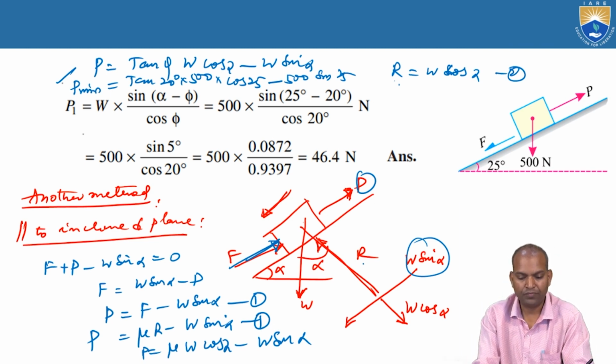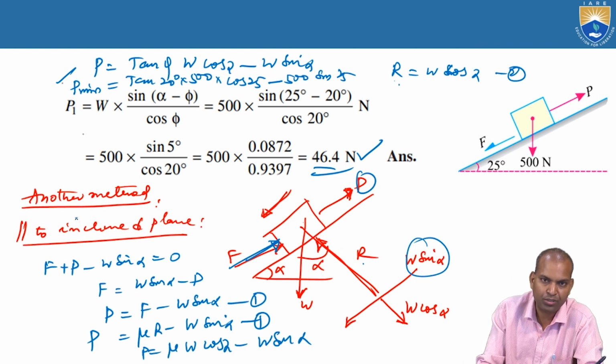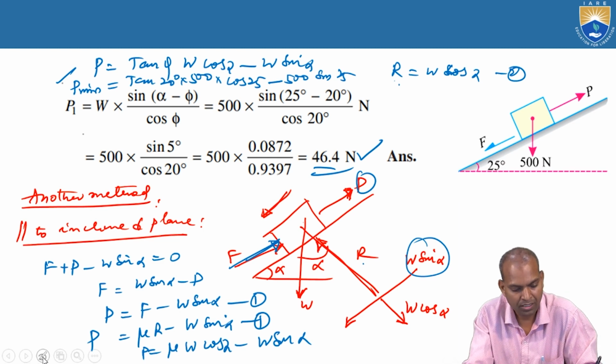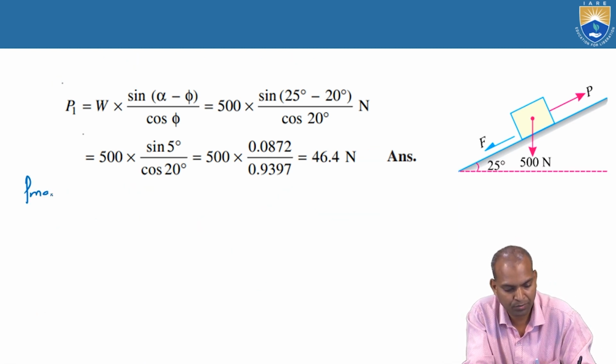Okay, that will come as 46.4 newtons. 46.4 newtons you can apply, will get it. That is the analytical method, and that is another method. Now that is for the first case, where I considered P minimum. If you want to go for P maximum, the maximum value of P, how to get it? Again, go for the analytical method.